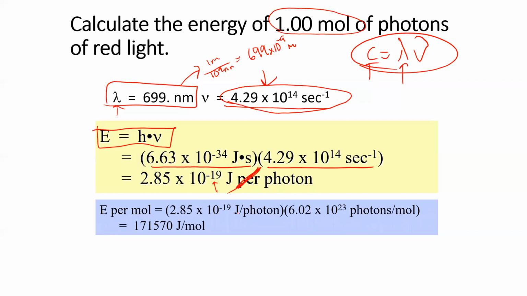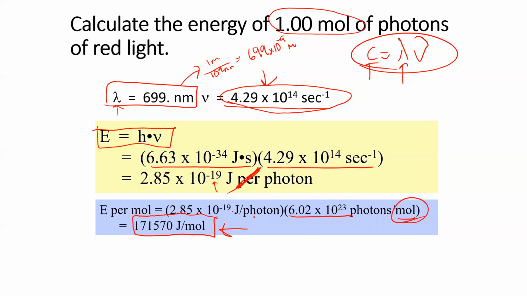I use conversion factors. This is joules per photon. I know that there's 6.022 times 10 to the 23rd photons in 1 mole of photons. So I end up getting this number, which seems to make more sense to us. It's not this tiny negative-exponent number, but realize only 1 photon would be a small amount. Light showers you with photons, and because there are so many photons, it makes more sense to do it in terms of moles. So this number makes numerically more sense.